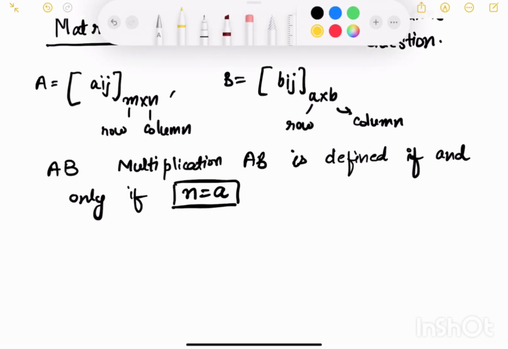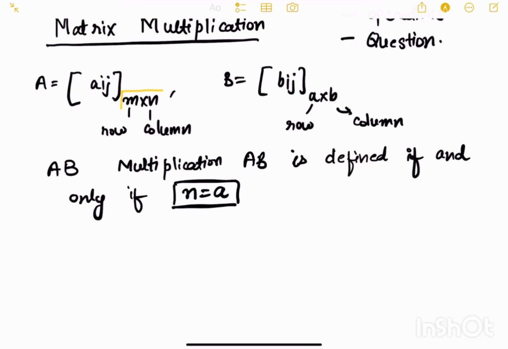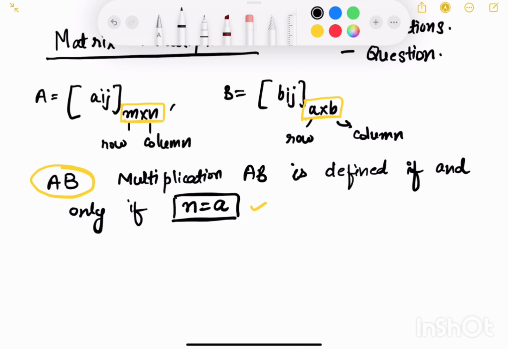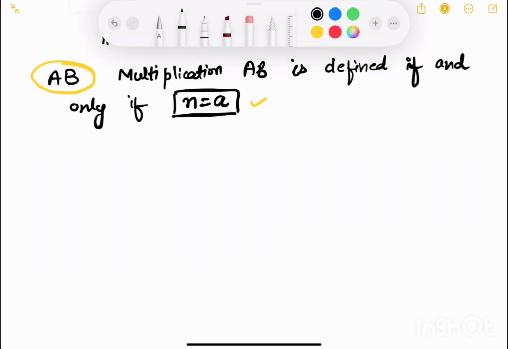Can you observe? m cross n is the order of A, and p cross q is the order of B. So for my AB to be defined, what must I have? n must be equal to p. This is a very important condition. If this condition is not satisfied, then we say that the product is not defined. So if n is not equal to p, we say AB is not defined.